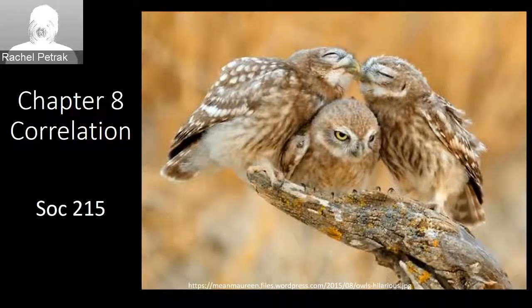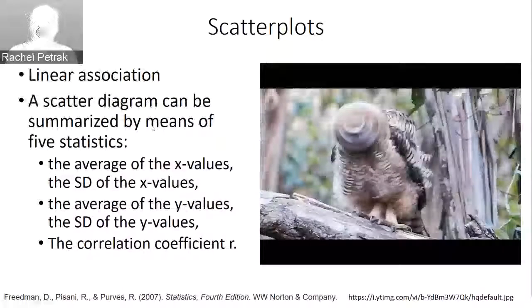In Chapter 8, we got into formal ways to look at association between variables, namely correlation. First, scatter plots give us an indication of the linear association between variables. A scatter diagram is summarized by 5 statistics that you need to be real familiar with and understand. The average of the x values, the standard deviation of the x values, the average of the y values, the standard deviation of the y values, and finally, the correlation coefficient, or R. We can't just look at one of these and presume to have fully described the data or the scatter diagram.